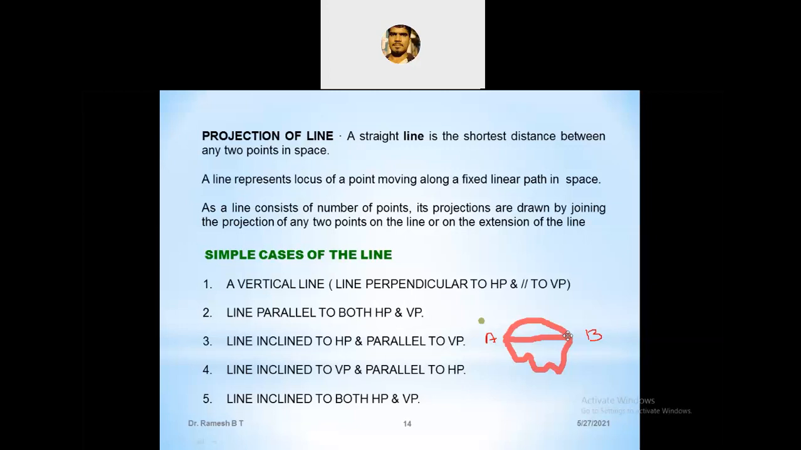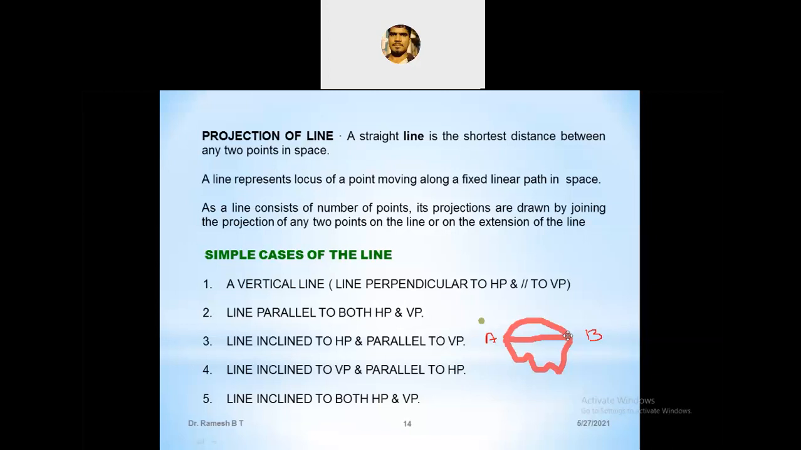Here we are going to solve problems only in the first quadrant. We are not using the second, third, or fourth quadrant. In the first quadrant, the XY line is there. Above the XY line is the VP, below the XY line is the HP, with the front view in the VP and the top view in the HP. This is fixed.